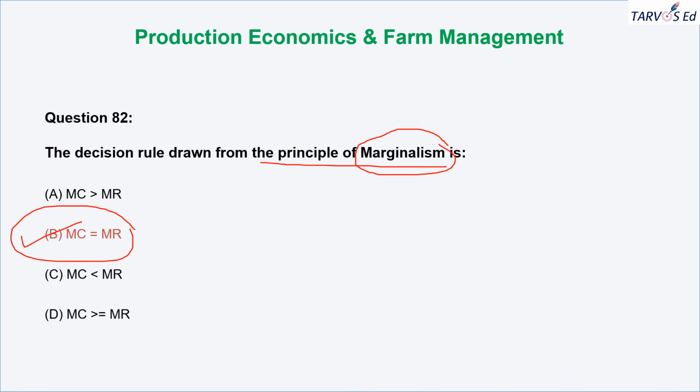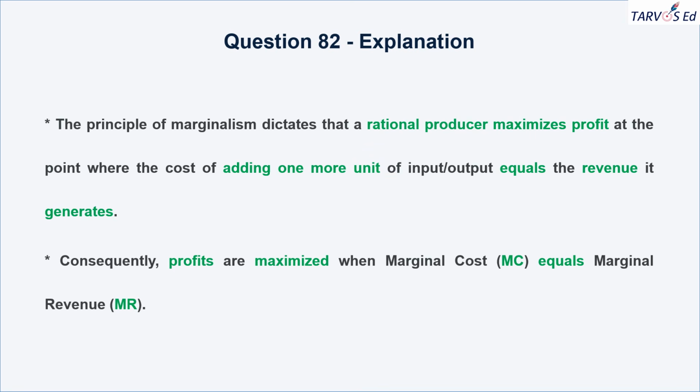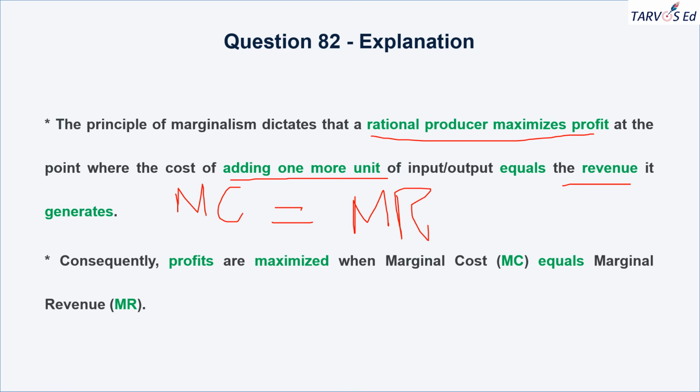So we'll move on to the solution part. According to the principle of marginalism, the rational producer maximizes profit at the point where the cost of adding one more unit gives the same increase in revenue. That is, marginal cost will be equal to marginal revenue. At this point, you will get the maximum profit.